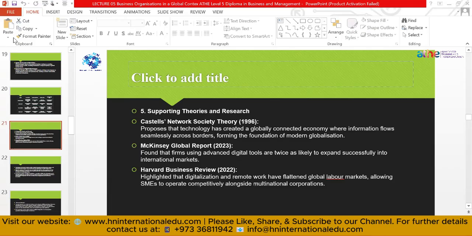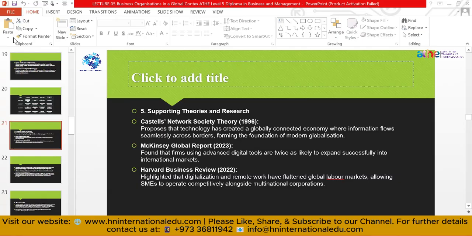Castells' Network Society theory, which was proposed in 1996. It proposes that tech has created a globally connected economy where information flows seamlessly across borders, forming the foundation of modern globalization. This is the way you're going to do it in the assignment briefs as well. No need to go in depth, just name it. That is, if somebody has done the work, we can always give them the credit.